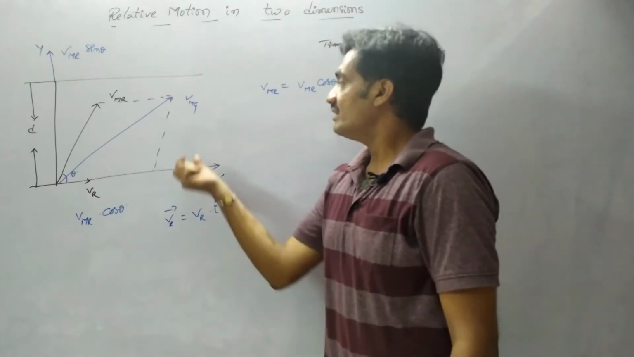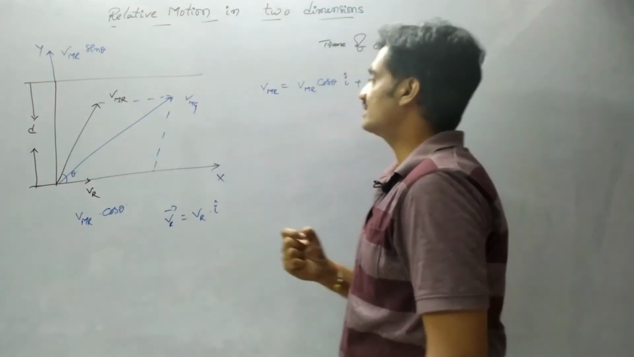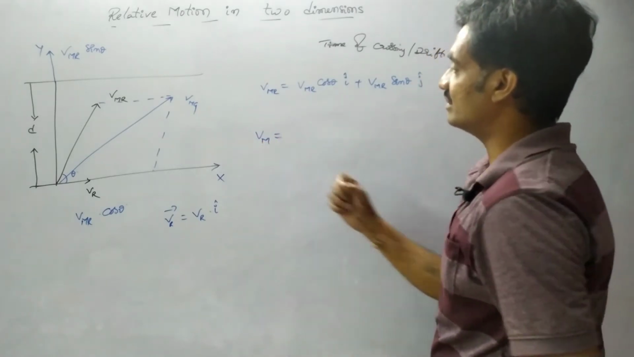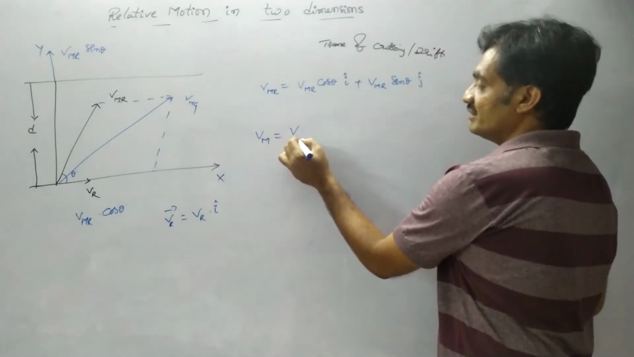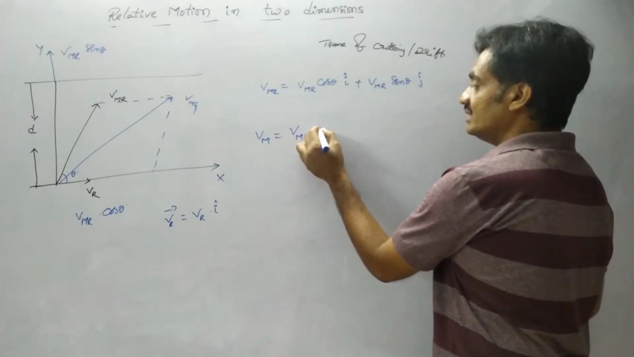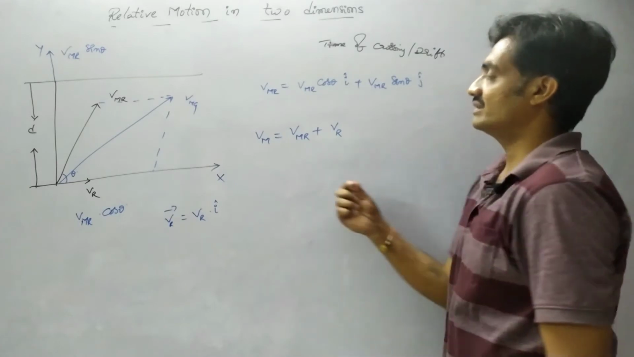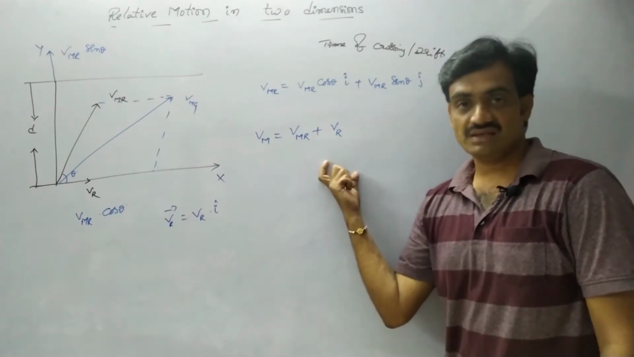Now we have to represent the velocity of the man with respect to ground. So we represent it as velocity of the man with respect to ground equals velocity of the man with respect to river plus velocity of the river with respect to ground, as we had seen earlier.